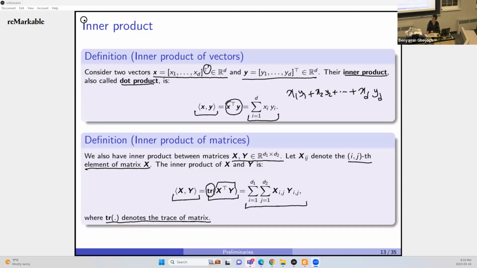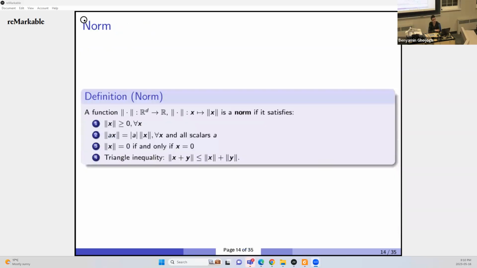It can be seen as this. You multiply the elements of the two matrices. Okay. Similar to what we had for vectors, but now it is for matrices. You multiply the pairwise elements of the two matrices. This is inner product of matrices. Now, norm, because norm requires inner product in its definition.